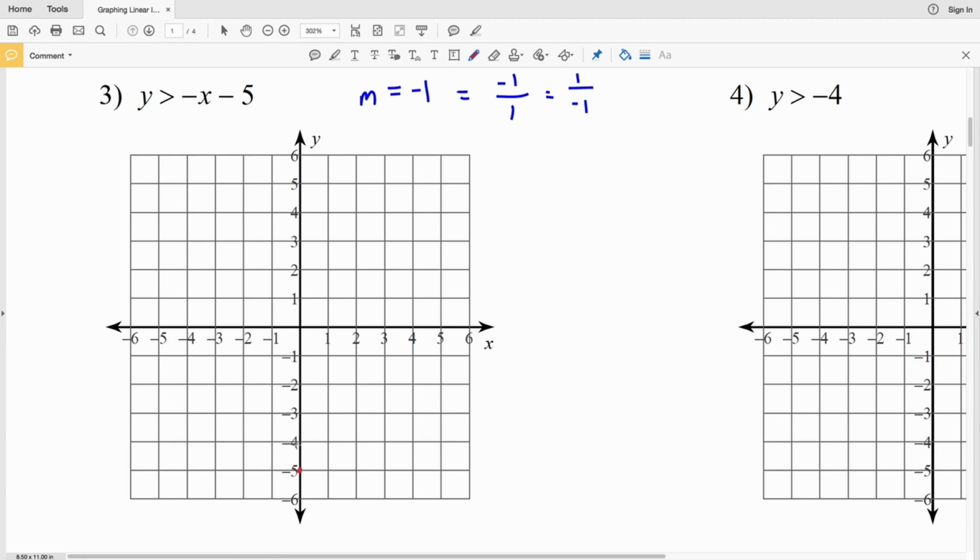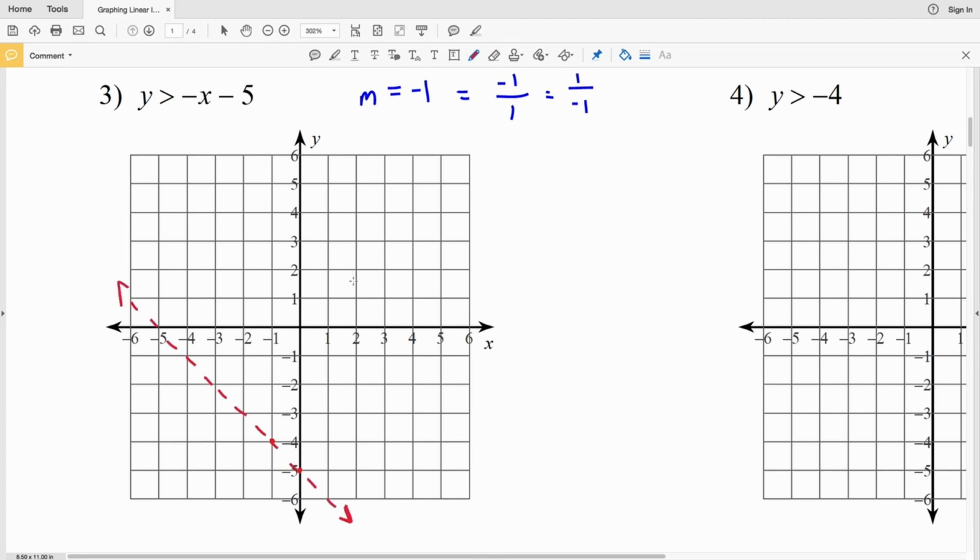Let's do 1 over -1. So our rise is a +1, and our run is a -1. So we're going to go up 1, and then over to the left 1. Now we're going to draw the line. However, this is a greater than problem, so the line is not going to be shaded in. That's because the values cannot be equal to that. Y is only greater than those options, so we're going to do a dashed line.